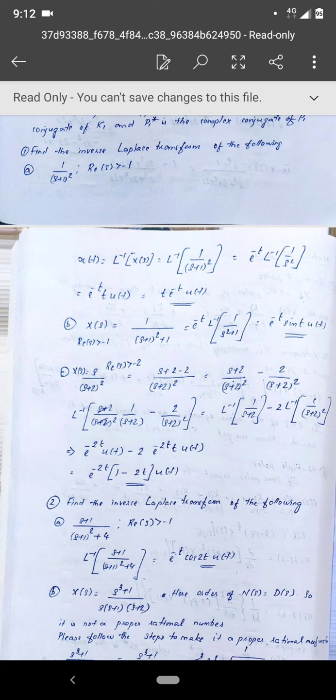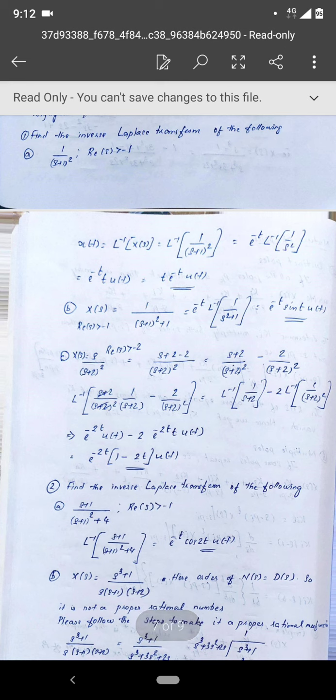Just see whether this is in any form. This is a form. What is the form of that? It is in the form of t e raised to minus at u of t. Suppose it is in the form of t u of t, what is the Laplace transform of t u of t? It is nothing but 1 by s square. And in addition, instead of s, you have s plus a. So s plus a comes when there is an e raised to minus at term in the time domain. So that way also you can solve.